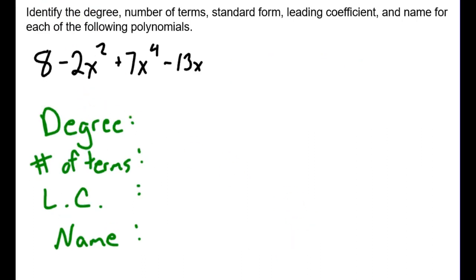Another example of identifying the degree, number of terms, writing it in standard form, identifying the leading coefficient, and then naming the following polynomial. First thing, need to write this in standard form, highest degree to lowest degree. If we look, the highest degree is 4, so we need to write that term first. 7x to the 4th. The next highest degree is 2, minus 2x squared, minus 13x plus 8.